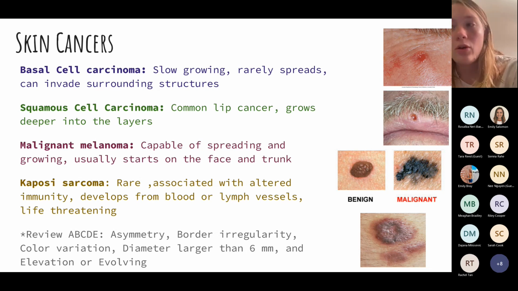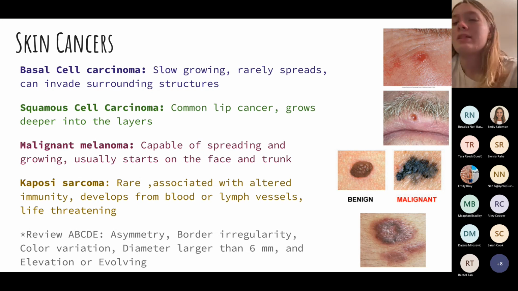Kaposi sarcoma is very, very rare. You'll almost always see it specifically in immunocompromised individuals, such as patients who have AIDS, patients on immunosuppressant therapies, patients with chronic disease, etc. But this is really life-threatening.